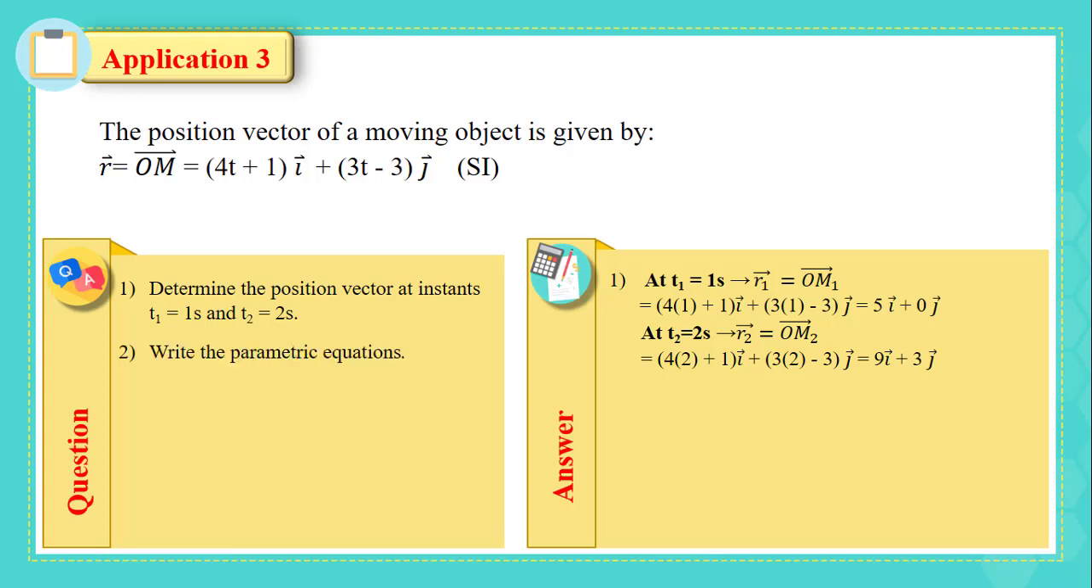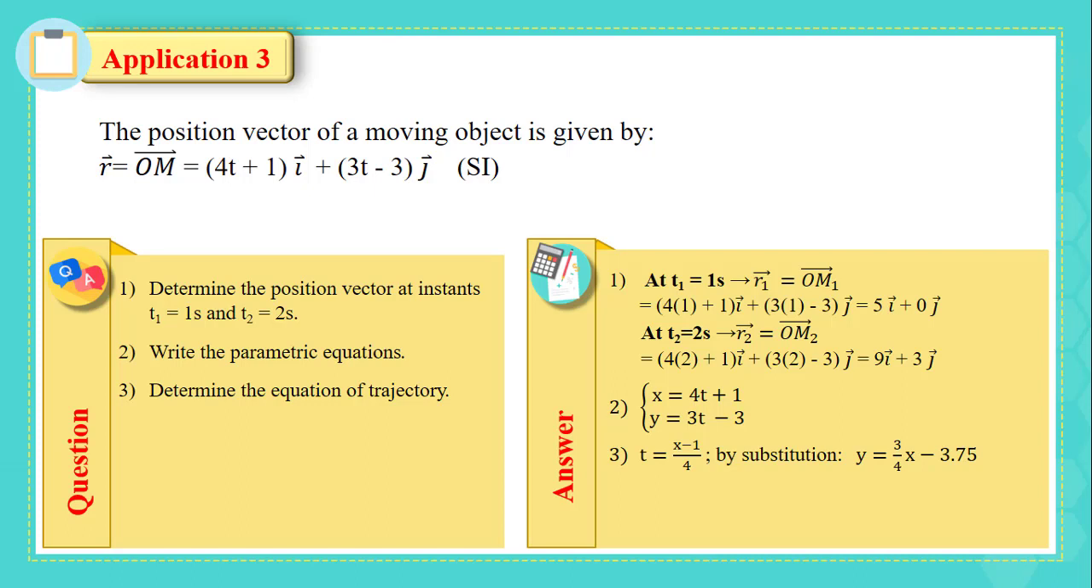Part 2. Write the parametric equations. They are x is equal to 4t plus 1 and y is equal to 3t minus 3. Part 3. Determine the equation of trajectory. The equation is y is equal to 3 divided by 4 x minus 3.75.